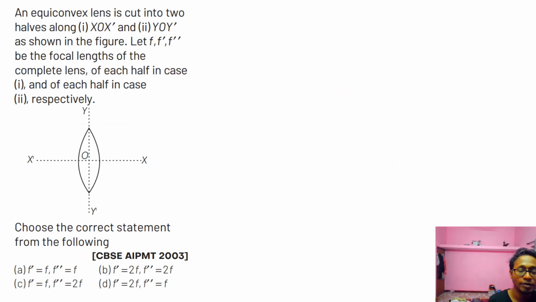Okay, let's read this question. An equiconvex lens is cut into two halves along XOX, that means along this line, and along YOY, as shown in figure. Let f, f dash and f double dash be the focal length of the complete lens and of each half in each case, respectively.